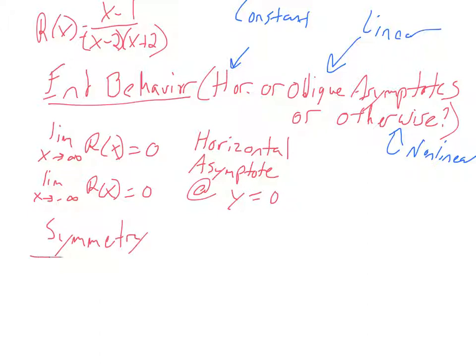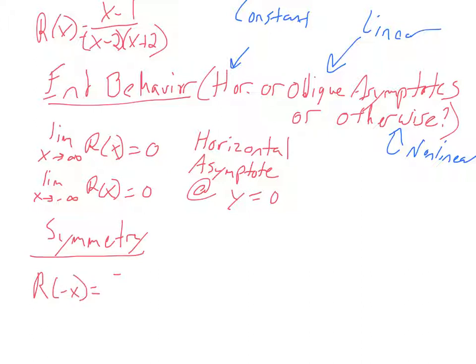We should always algebraically check for symmetry if there is any, just so that'll help us have a better sense of what the graph should look like. So to check symmetry, what do we do? We're looking for either the function being even or odd, right? And how do I check for even or odd? It's the same test either way. Plug in negative x. R of negative x, yep.